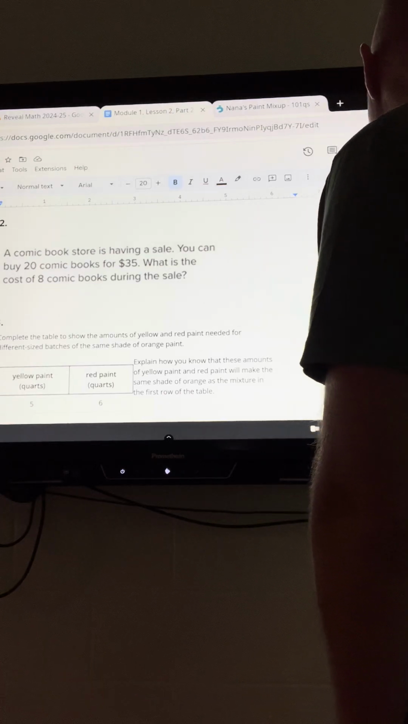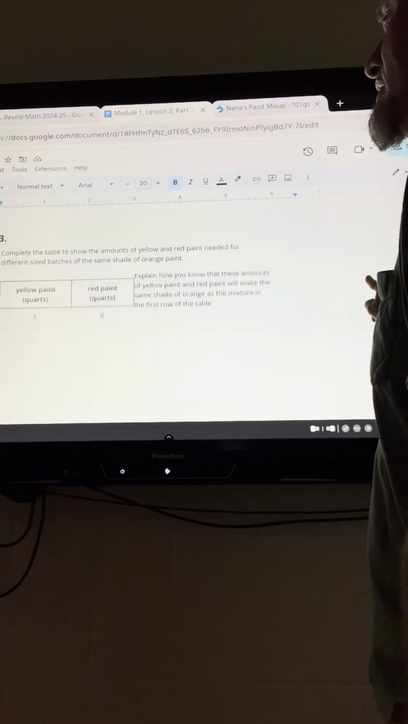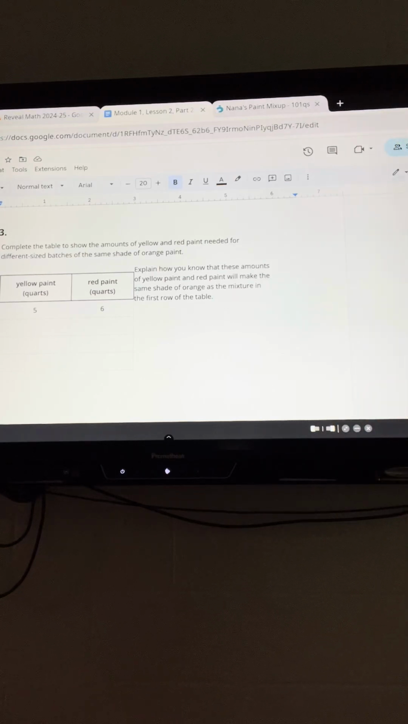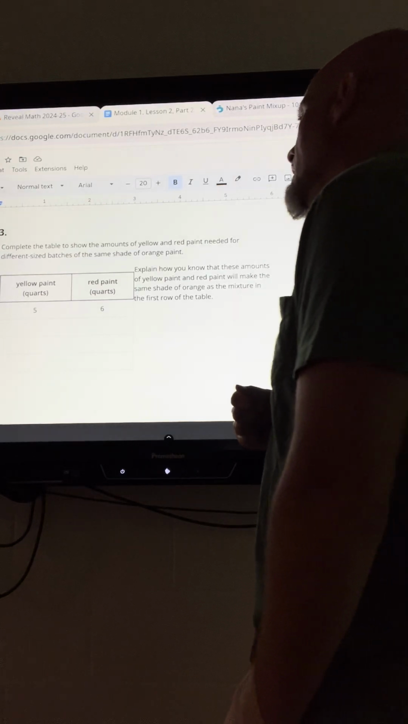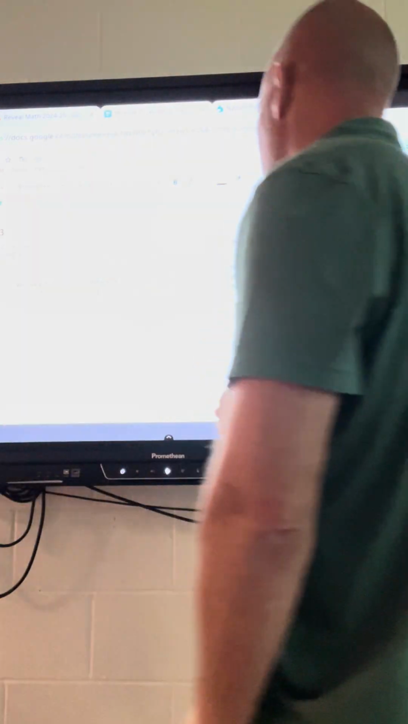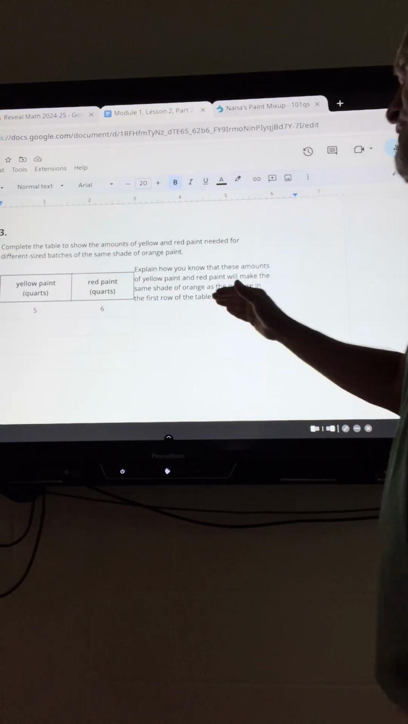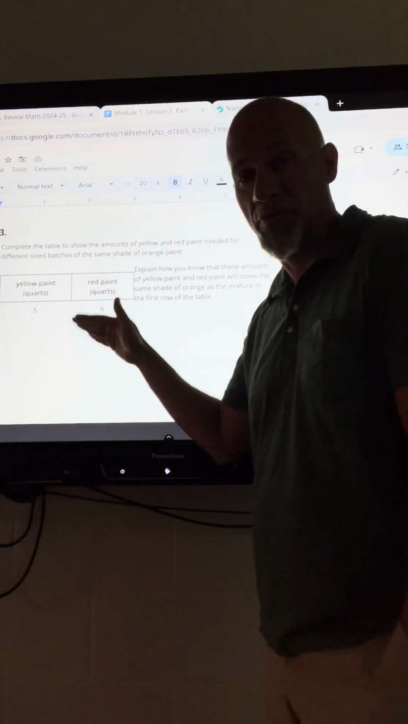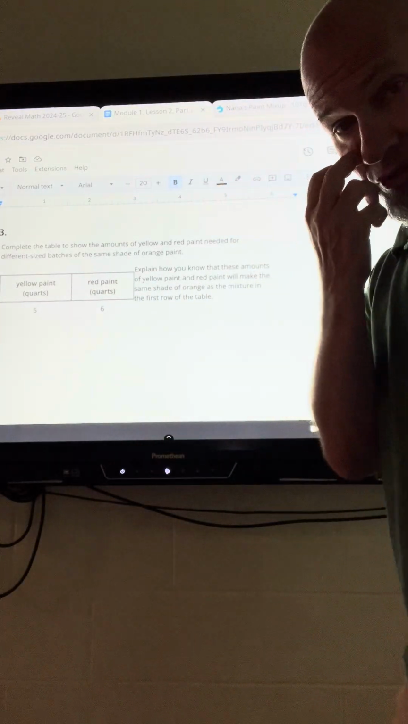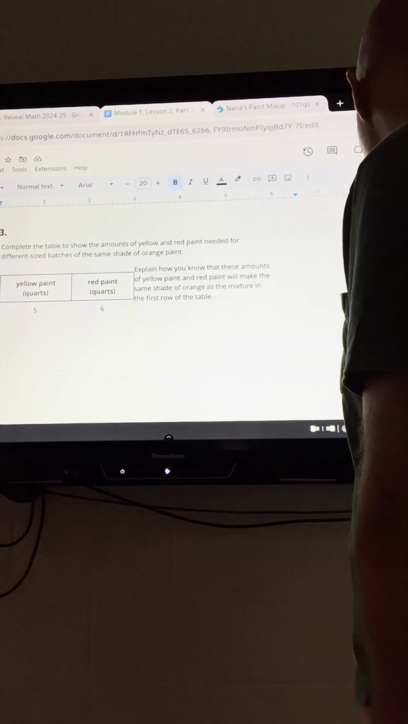All right, I'm not going to give you as much help on these here. Complete the table that showed the amount of yellow and red paint needed for different size batches. Explain how you know that these amounts of yellow and red paint will make the same batch or shade of orange as the first row in the table. So basically all you have to do is come up with your own equivalent ratios here. You should be able to do that without much help.